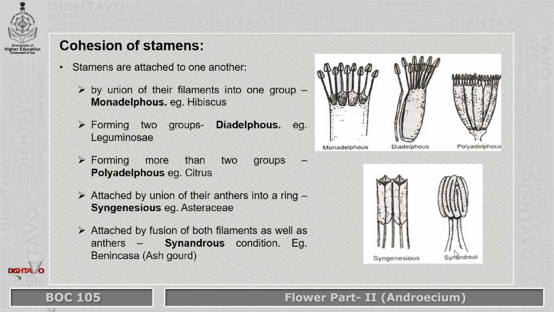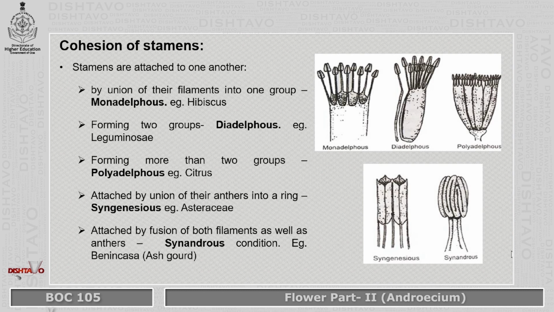Next, we come to cohesion of stamens. As I said, the stamen filaments may be variously attached to one another. In some flowers, like in hibiscus, all the stamen filaments are attached, forming a tube-like structure, and this is called monodelphous stamens. If the attachment of the stamens forms two groups, as in the case of Leguminosae, they are called diadelphous stamens. And if it is forming more than two groups, in some families like citrus, where more than one group of stamens are attached together, then it is called polydelphous condition.